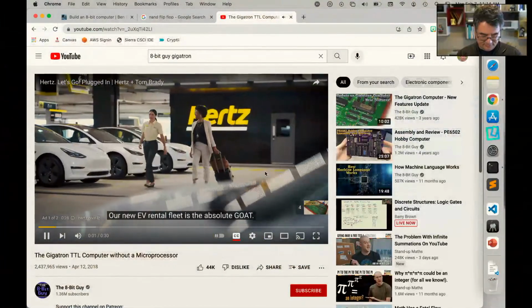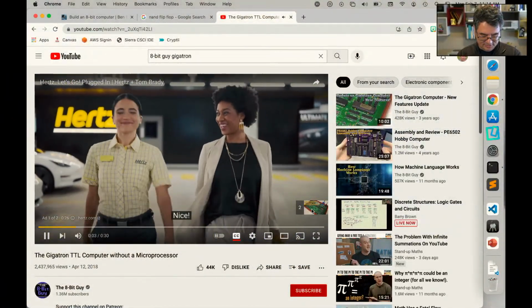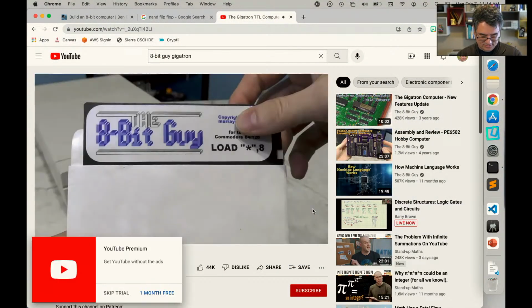Our new EV rental fleet is the absolute GOAT. Nice.